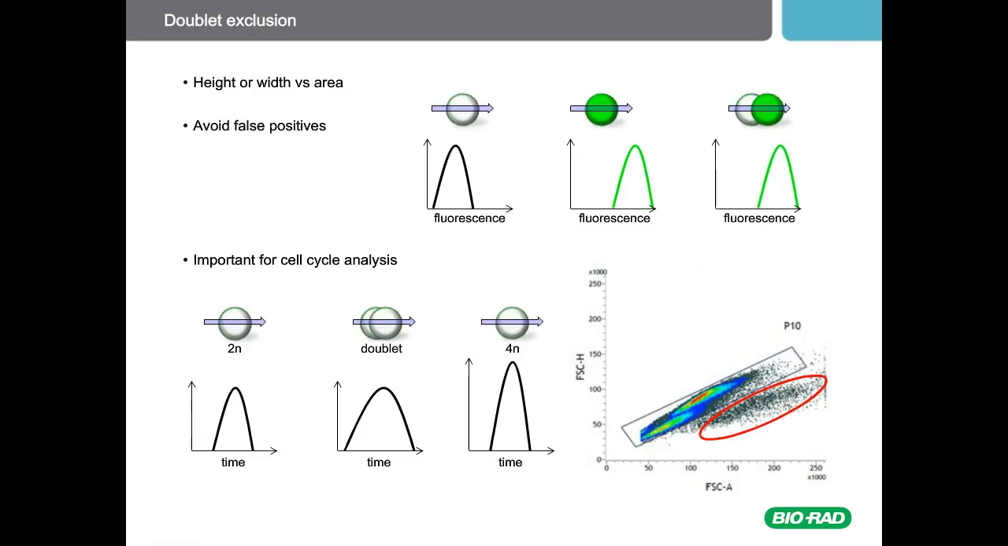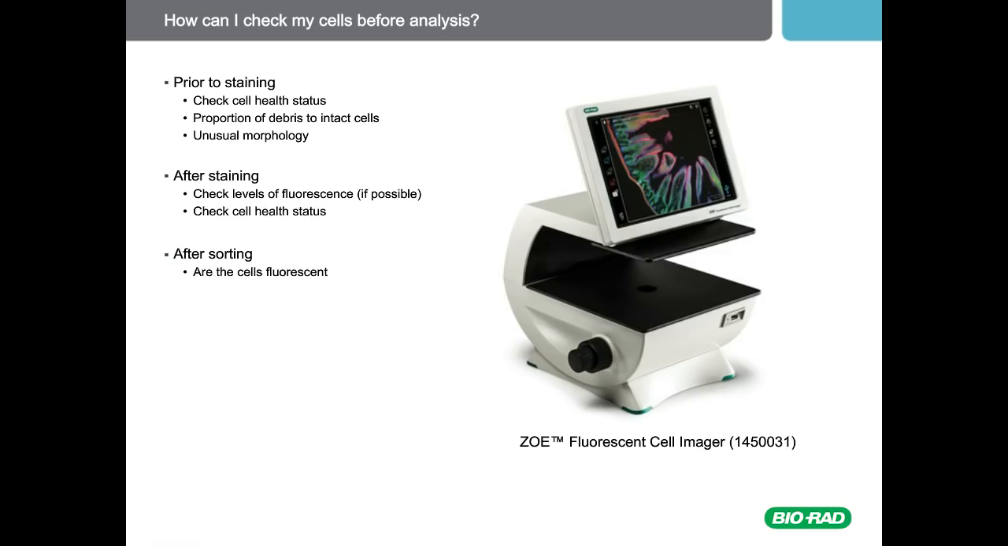So you may ask, how can I check my cells before analysis? The simple answer to this is to check your cells down a microscope. A visual check of your cells can be useful at any stage of a flow cytometry workflow. It can be done prior to staining to check the general health status of your cells, and it can check the level of debris compared to intact cells, and to look for any unusual morphology in your cells.